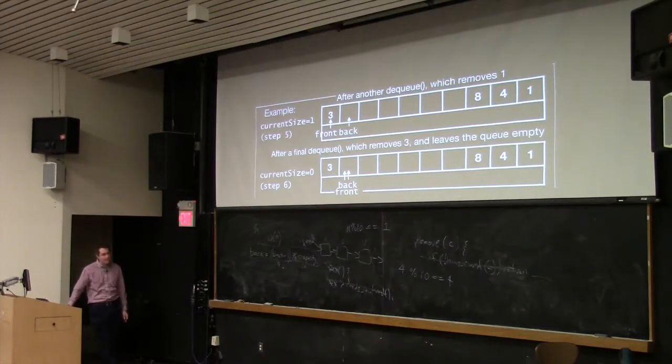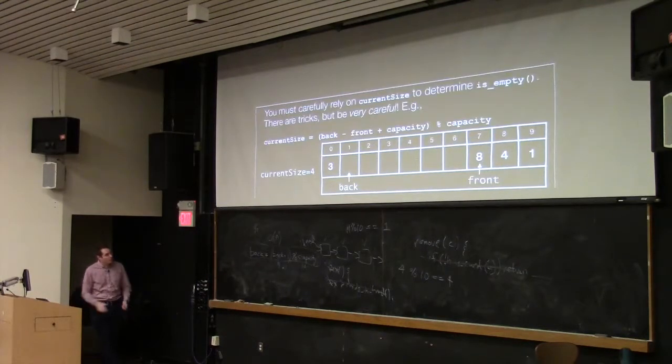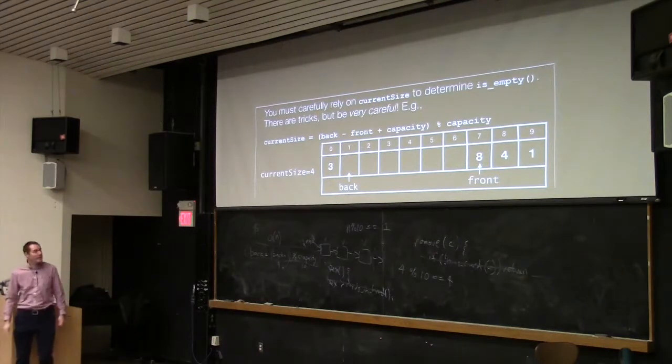So you have to carefully rely on current size. You could say that current size is the following: back minus front plus the capacity, mod the capacity. Let's see if it works for this one. How many things are in this queue? 1, 2, 3, 4, and the back is the next one. So there's 4 things in the queue.